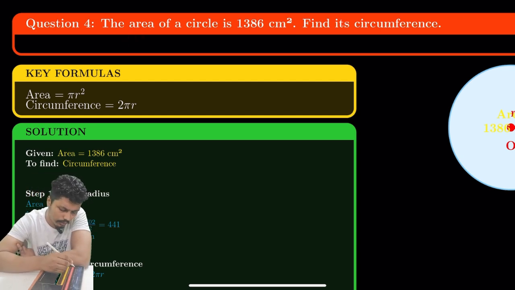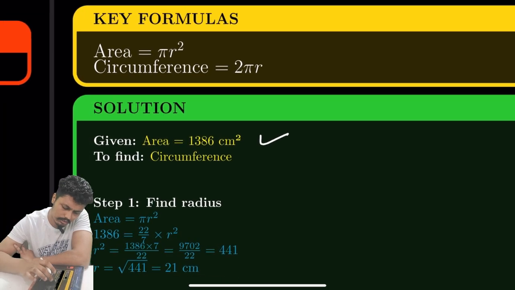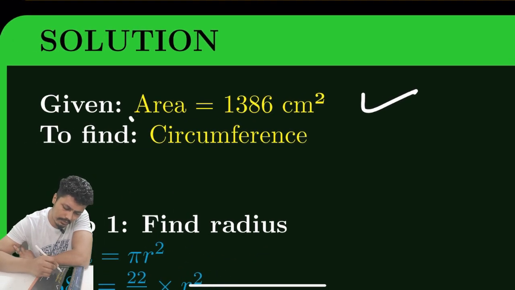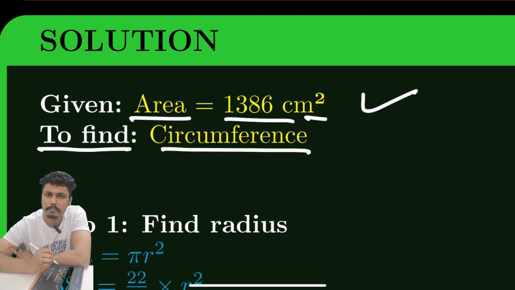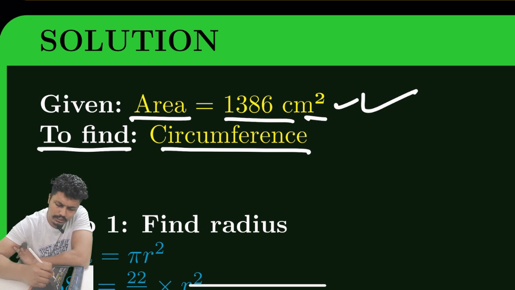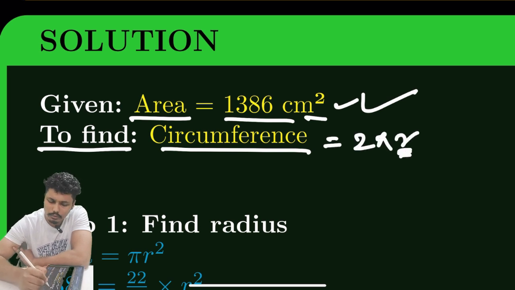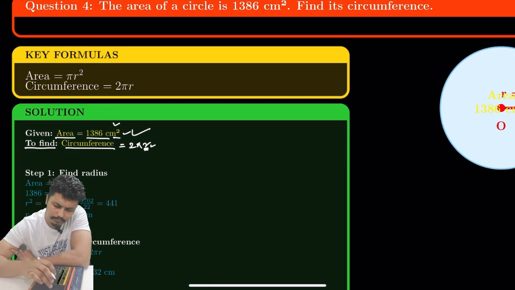Area is given. What is given? Area is 1386 centimeters square. What do we need to find out? We need to find out circumference. The circumference formula is 2 pi r. So we need to know r, right? From where can I find out r? From area.